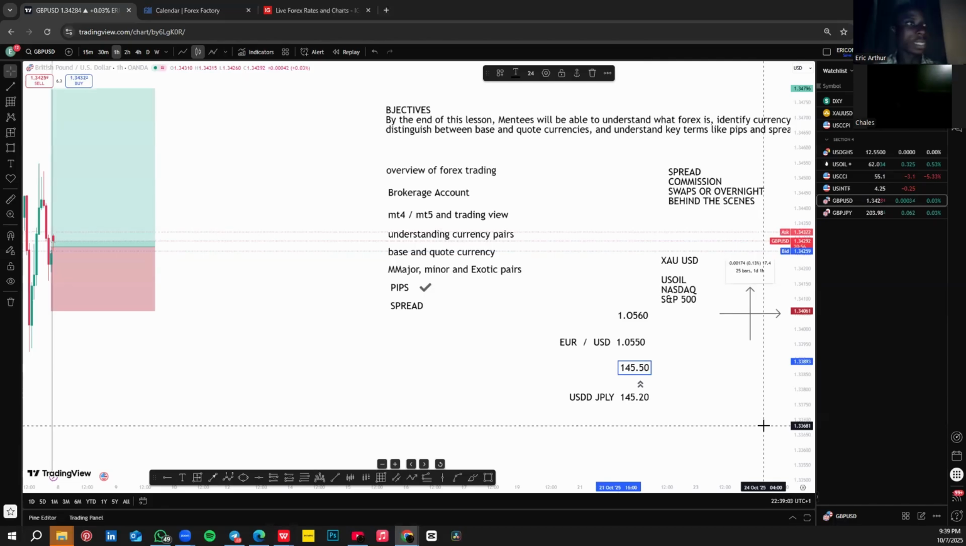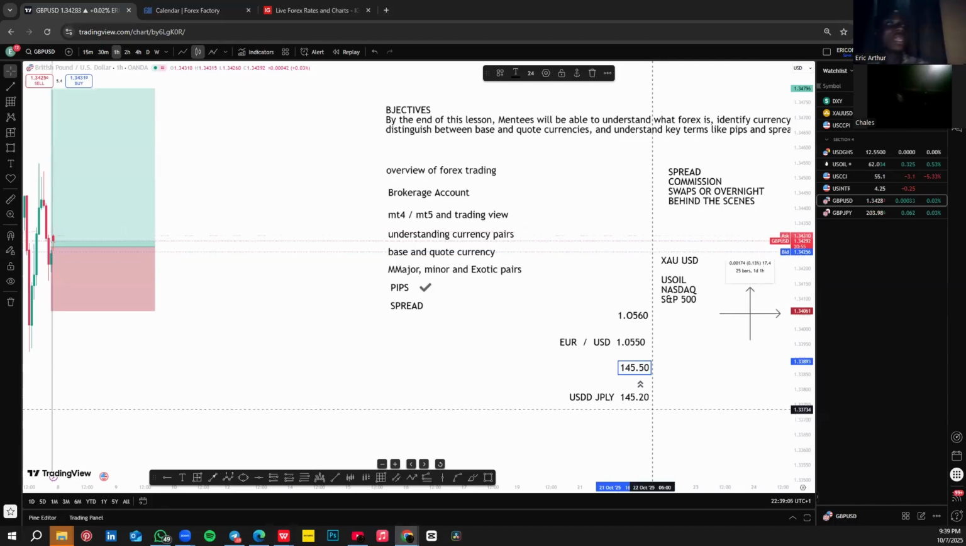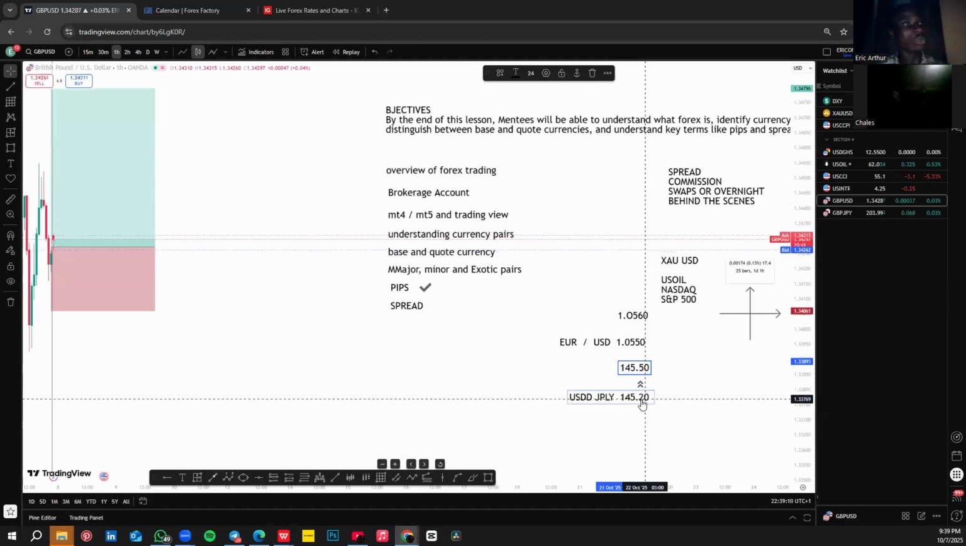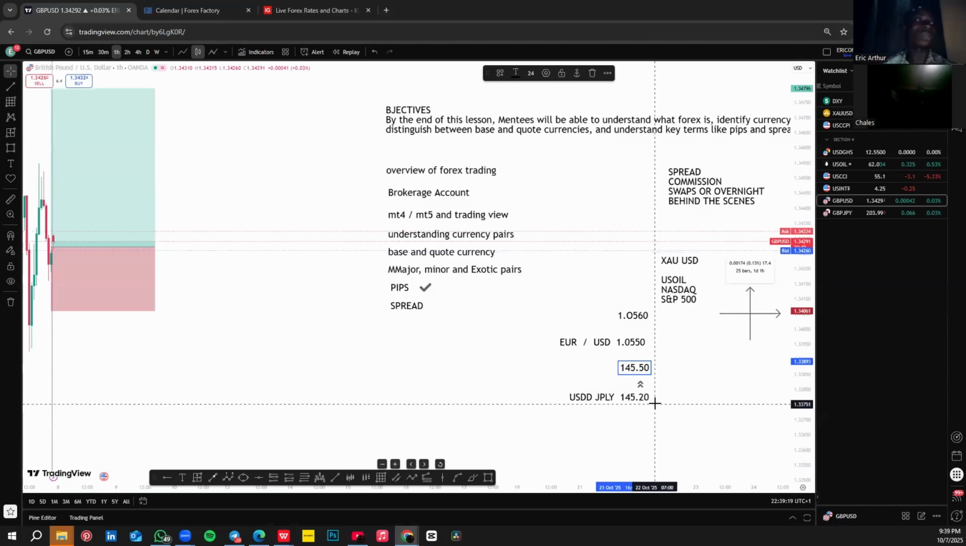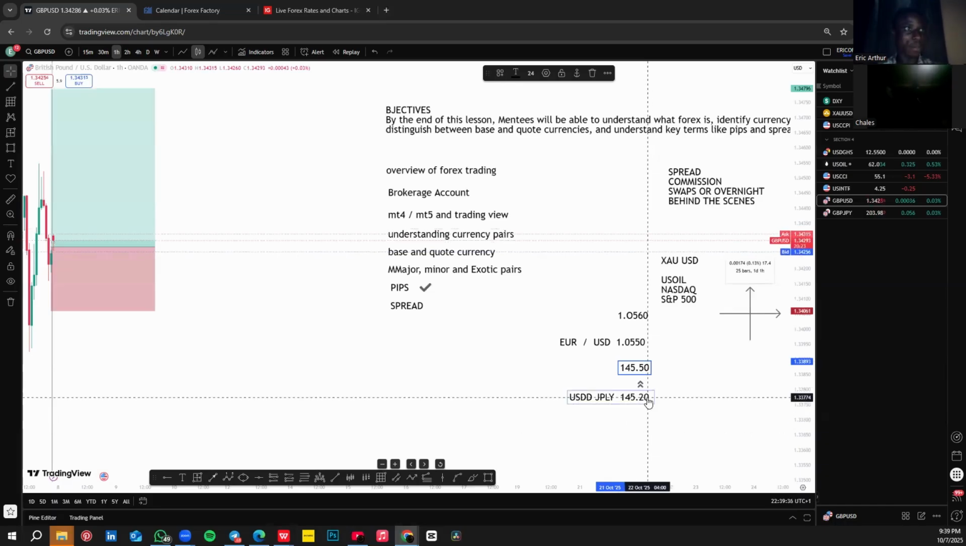So in this case, when the price goes, let this one also start from here. When this one moves to 145.20, and then it moves up to 145.21, that means it has moved 1 pip. You get it? So this one starts from here.